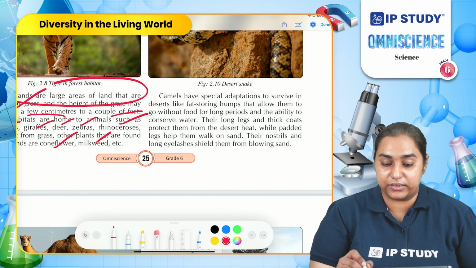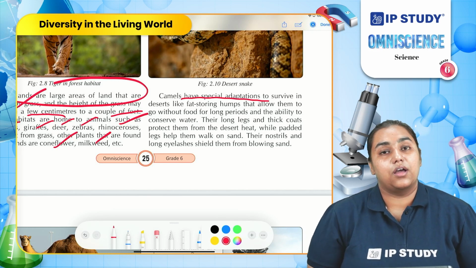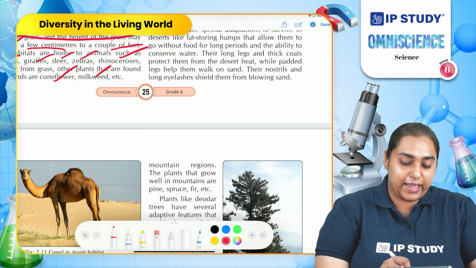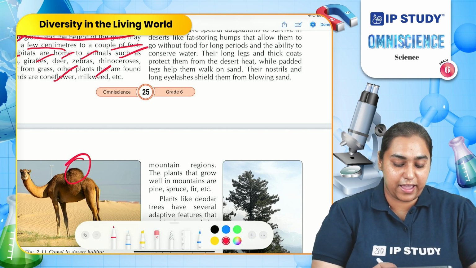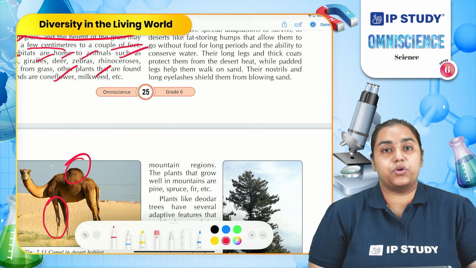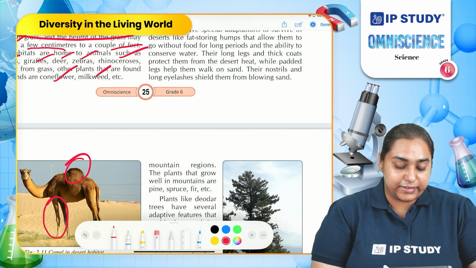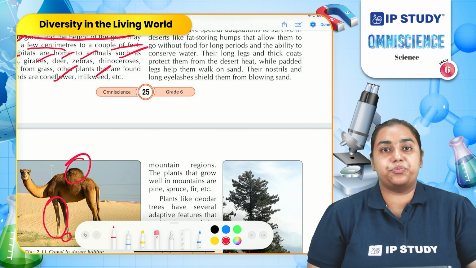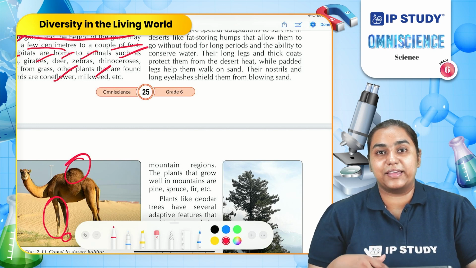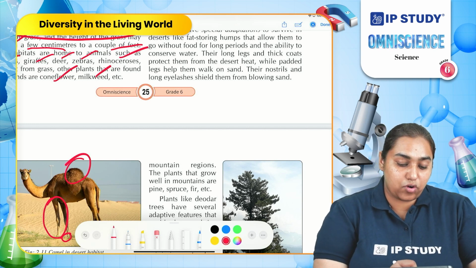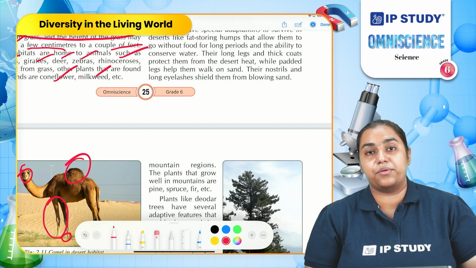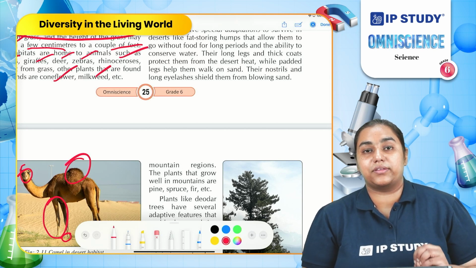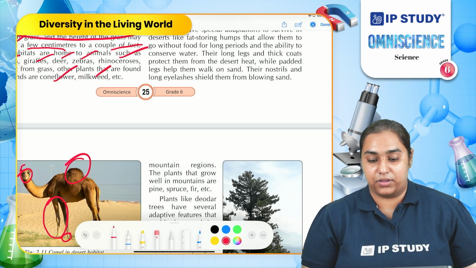Well, let's understand special features of camel. They have a hump which stores fat. They conserve water in themselves. They have long legs which protect them from the desert heat. They have padded feet which protect them from sinking in the sand. They have long eyelashes and nostril hairs which protect their eyes and nose from the sand going inside them.